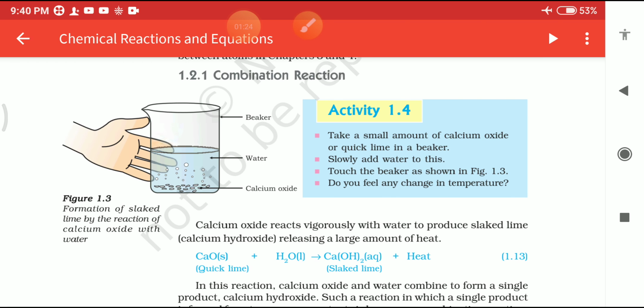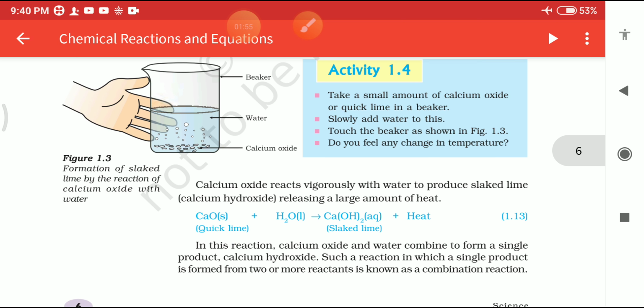Now students, according to the name, combination means combining two or more substances. According to the name, you can easily define what a combination reaction is. Combination reactions are those reactions in which two or more substances combine to form a single substance. I will explain this with the help of this activity.